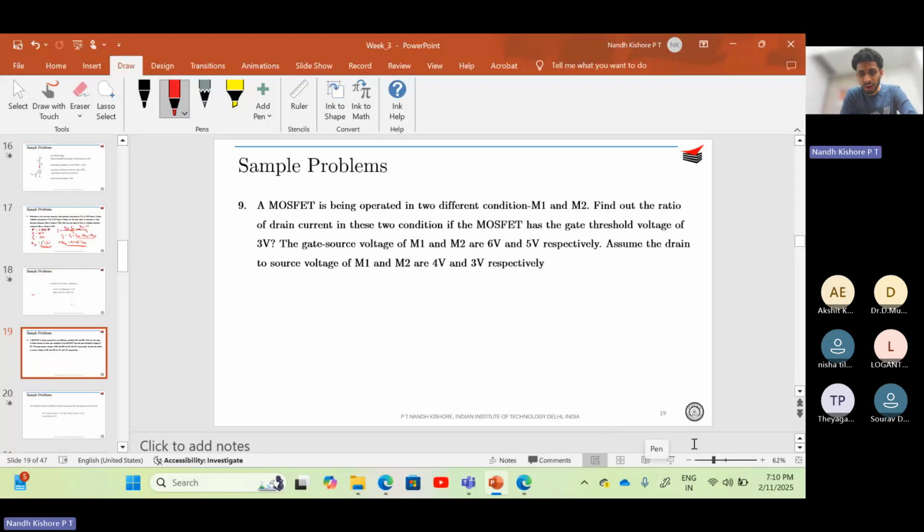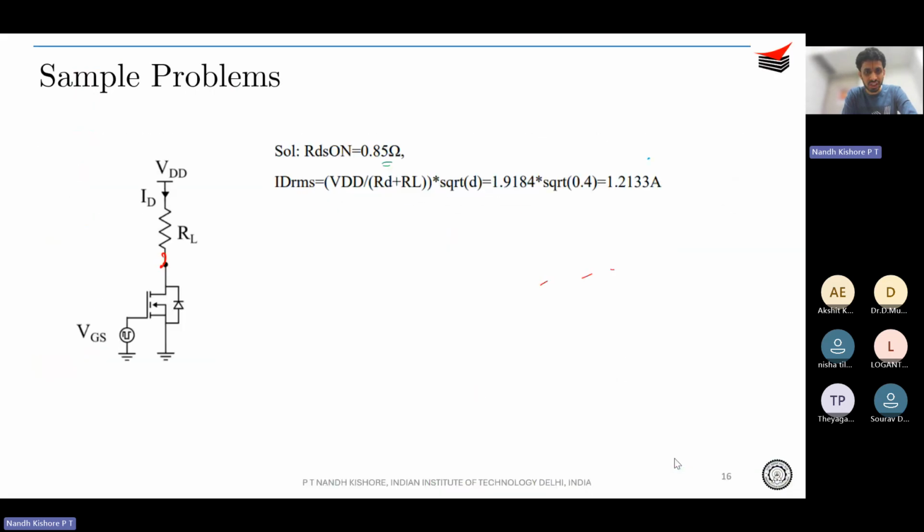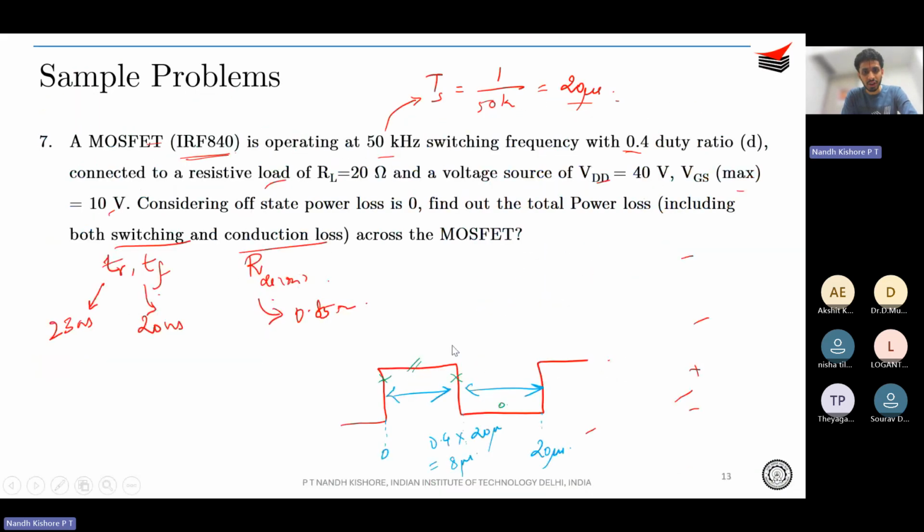So 8 microseconds was the on time. Okay. So we'll go back to the question. See, they are giving that it is operating at 50 kilohertz with 0.4 duty ratio. So it means that 50 kilohertz refers to 20 microseconds, and this is the total switching period, right? So total period. And 0.4 duty ratio is the on time of the device, the duration for which the device is conducting current. So 0.4 duty ratio means how much time is this? 40 percent of your total time, or 0.4. So 0.4 into 20 micro, it is 8 microsecond.